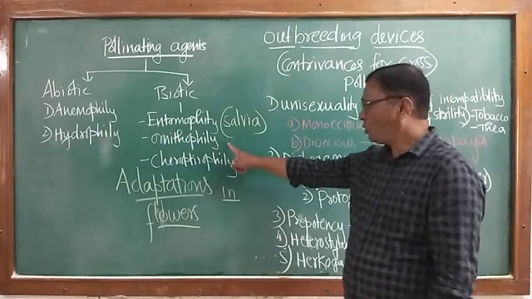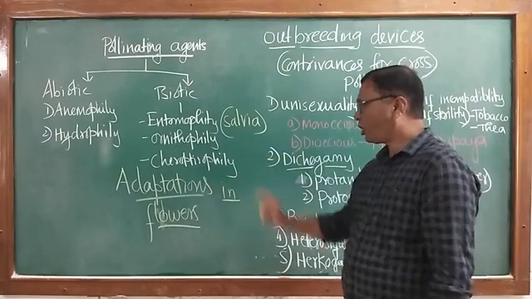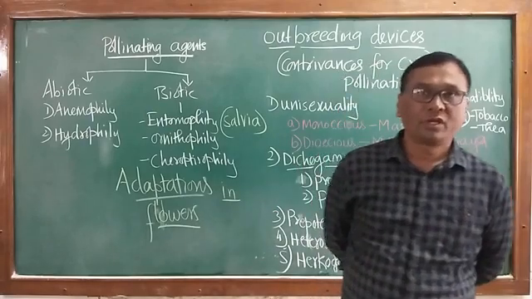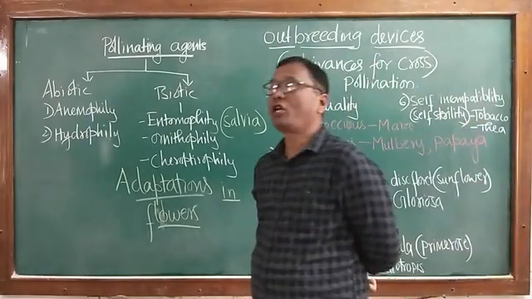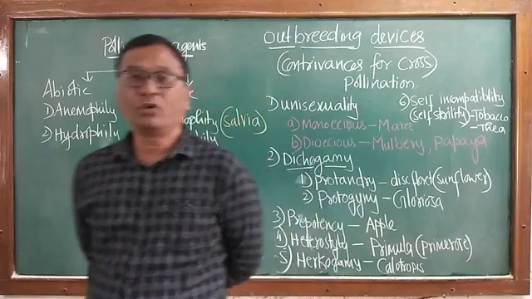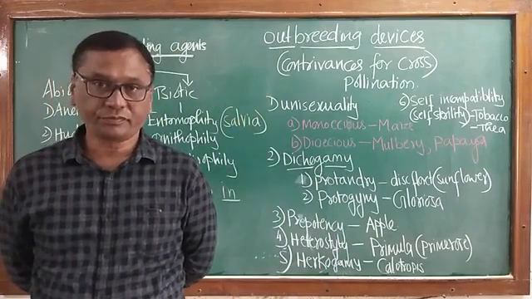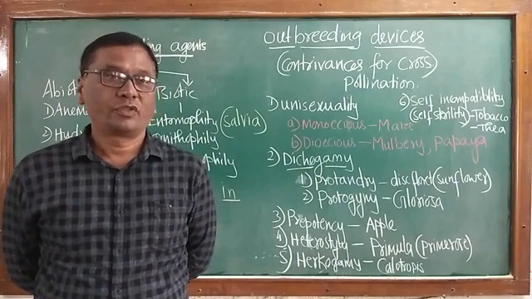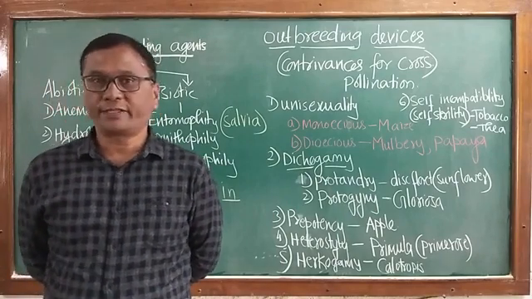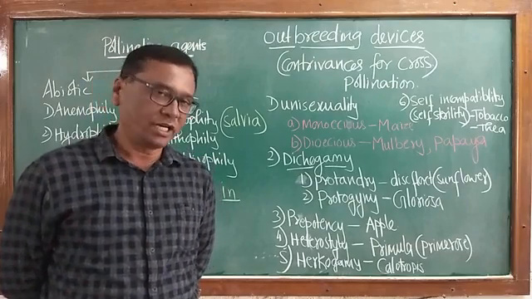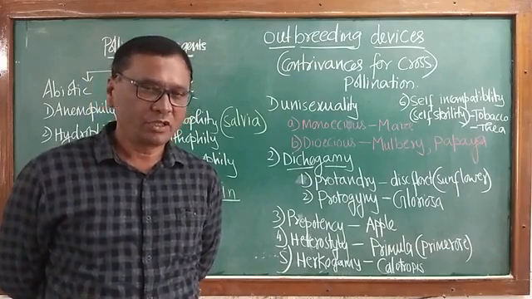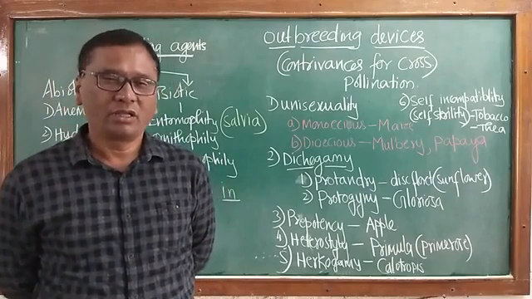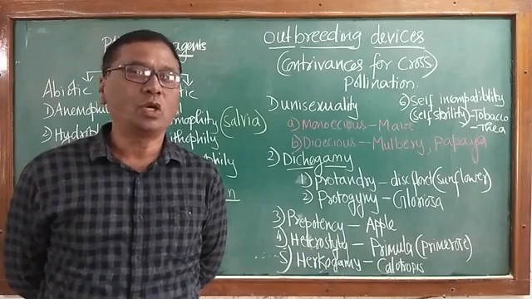Today we shall continue with Ornithophilia and Chiropterophilia. What is Ornithophilia? The pollination which is brought about by birds is known as Ornithophilia. Which birds generally help in pollination? The common ones are the hummingbirds and sunbirds. These are the common birds which help in pollination.